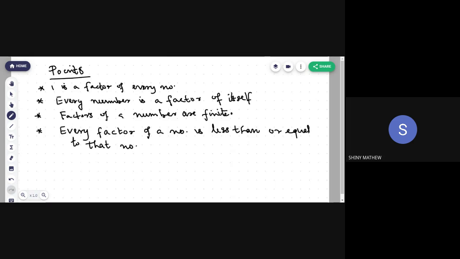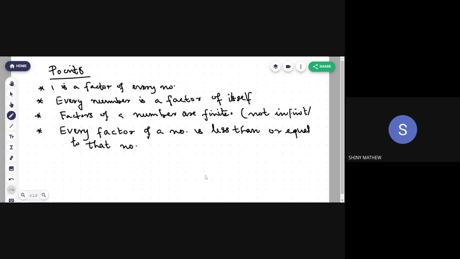Then we can do some problems from factors. After that, move to multiples. Miss, can you say that third point? Factors of a number are finite. Finite means not infinite.